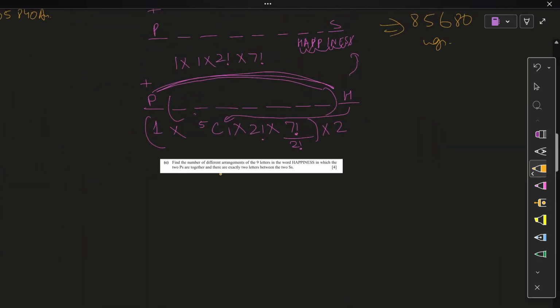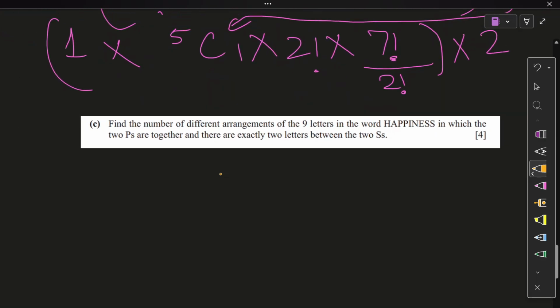Last part. Okay, we have 2 more parts. Good lord. Let's get it over with. Find the number of different arrangements of the 9 letters in the word happiness in which the 2 P's are together, and there are exactly 2 letters between the 2 S's. How many times have we done this? Come on. In my techniques video, you can find the way of doing this.